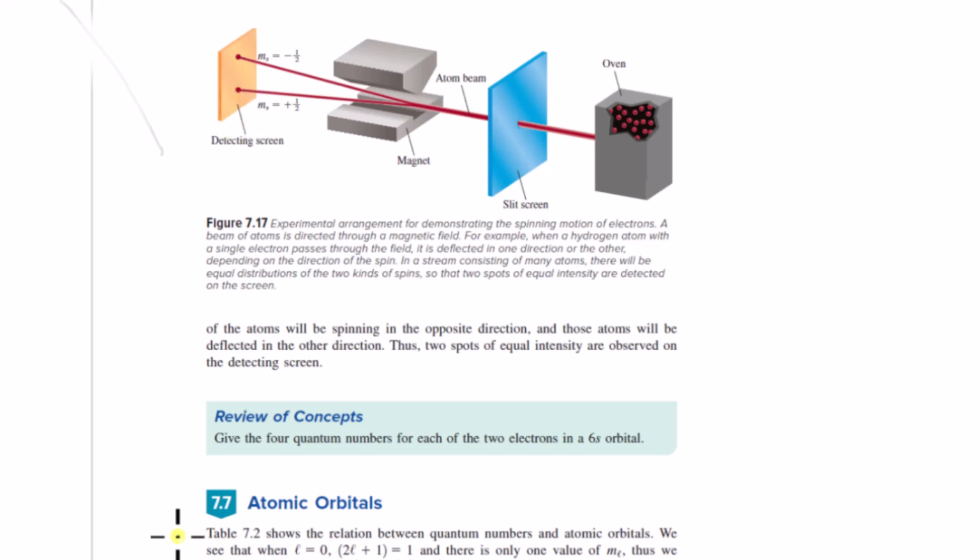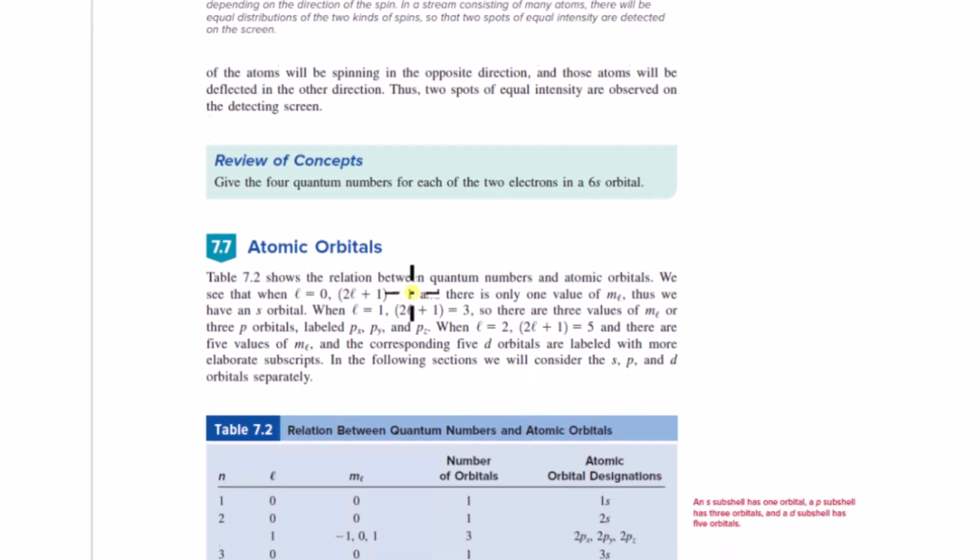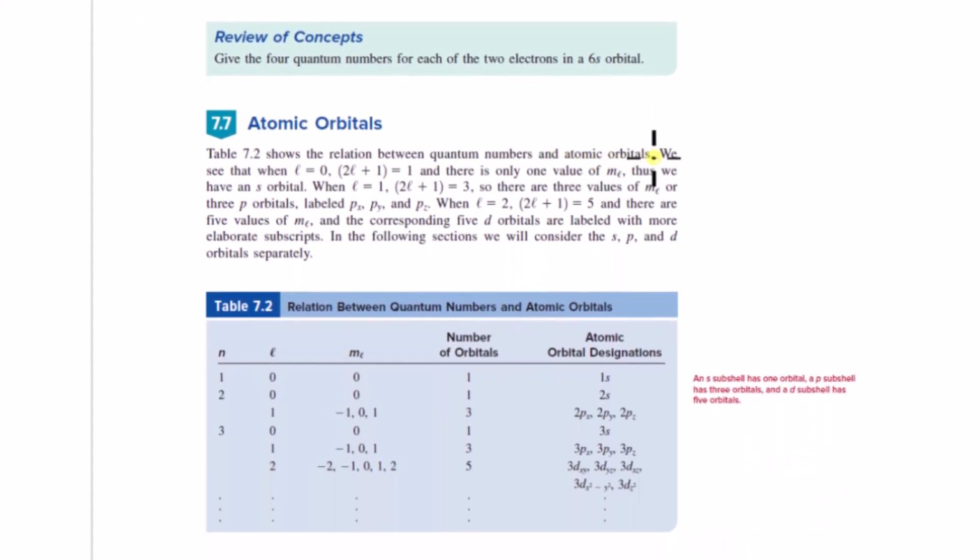Okay, table 7.2 shows the relation between quantum numbers and atomic orbitals. We see that when L is equal to 0, 2L plus 1 is equal to 1, and there is only one value of mL. Thus, we have an s orbital. When L is equal to 1, 2L plus 1 is equal to 3, so there are 3 values of mL, or 3 p orbitals, labeled px, py, and pz. When L is equal to 2, 2L plus 1 is equal to 5, and there are 5 values of mL. And the corresponding 5 d orbitals are labeled with more elaborate subscripts.